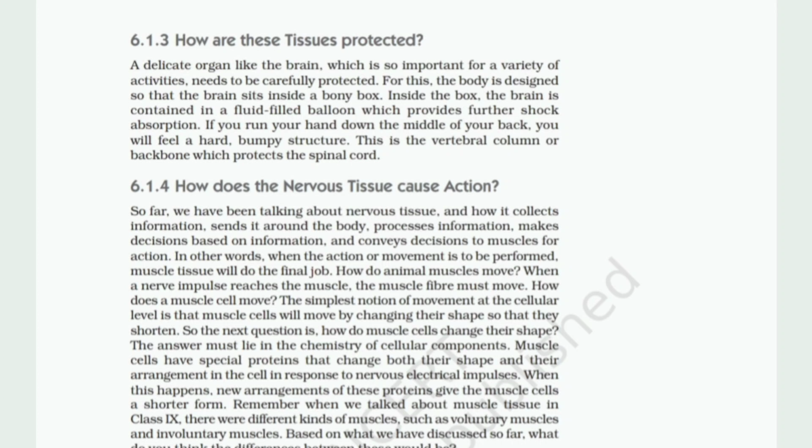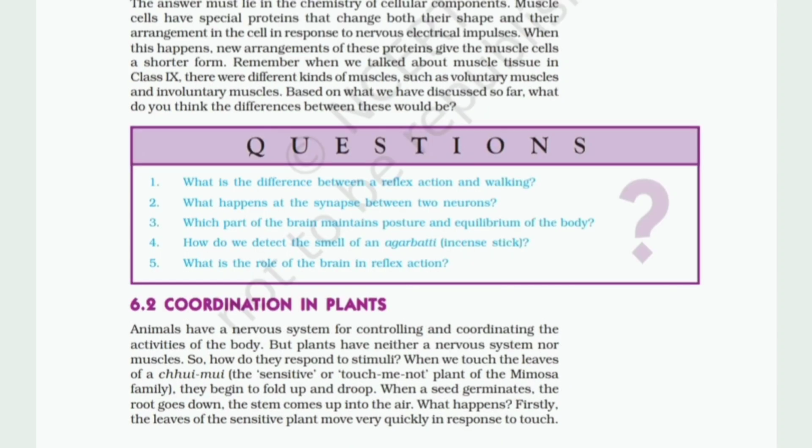Remember when we talked about muscle tissue in class 9, there were different kinds of muscles, such as voluntary muscles and involuntary muscles. Based on what we have discussed so far, what do you think the differences between these would be? Questions. 1. What is the difference between a reflex action and walking?